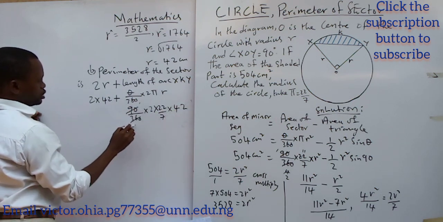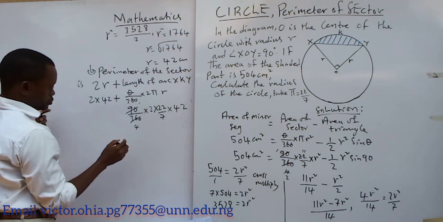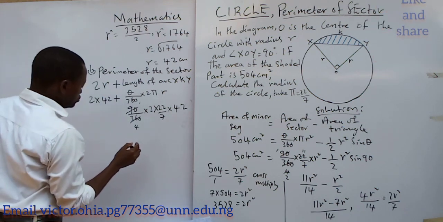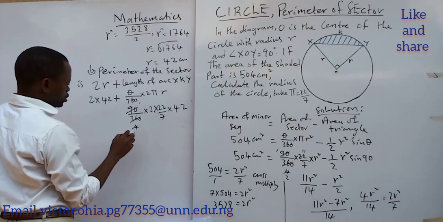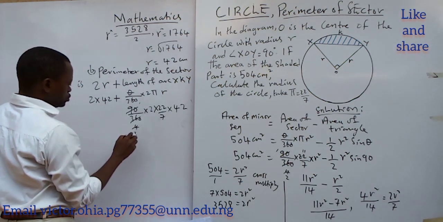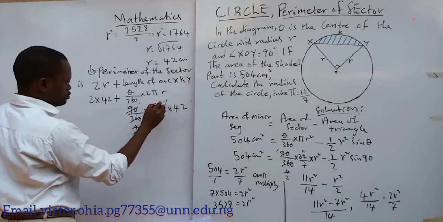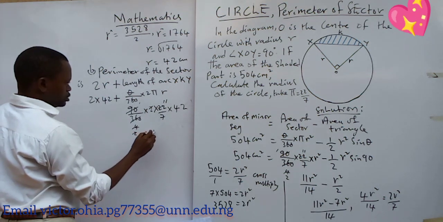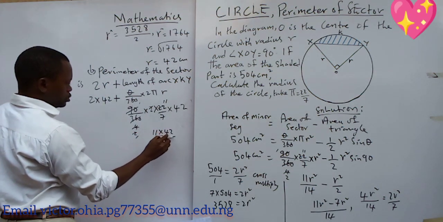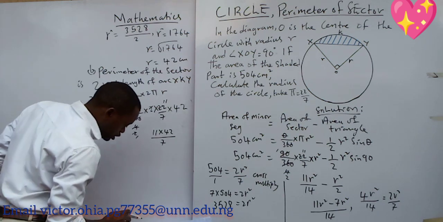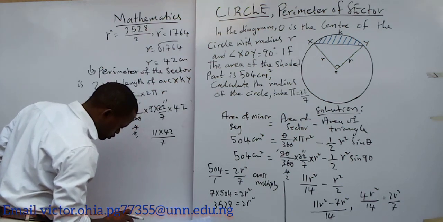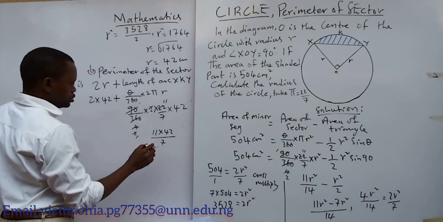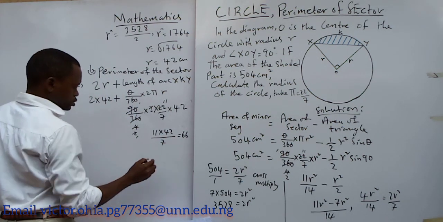This will take care of this and give us 4. What do we have here? This will take care of this. 2 will cancel this and give us 2 here. This 2 cancels itself. 1 cancels this and gives us 11 here. So obviously what we have now is 11 times 42 over 7. That will give us 66.